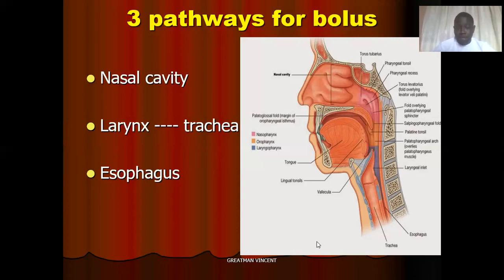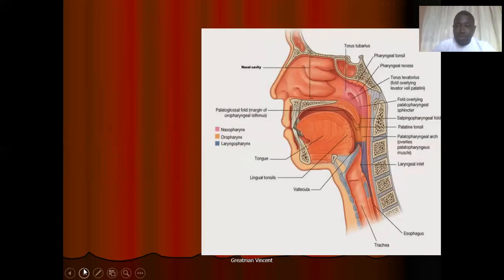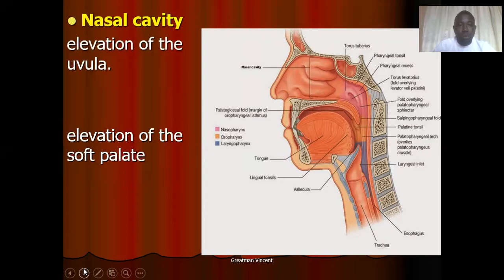All right. So in the first place, we want to consider what happens at the nasal phase, so that if you swallow food, the food will not come through your nose. Trust me, if you have ever experienced that before, it's an experience you don't want to go through. So as far as the nasal cavity is concerned, we don't want food to go through the nasal cavity. So in the process of swallowing, this is what happens.